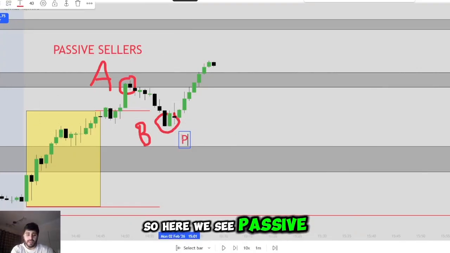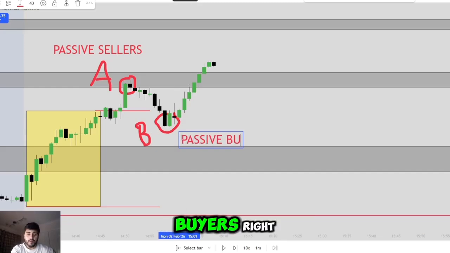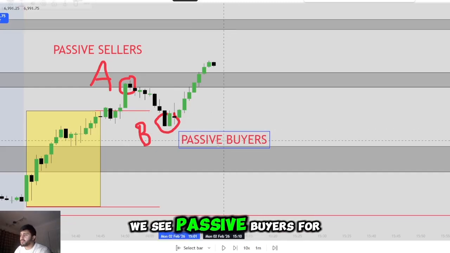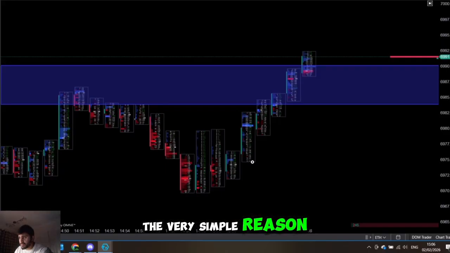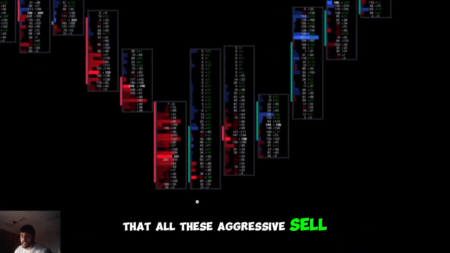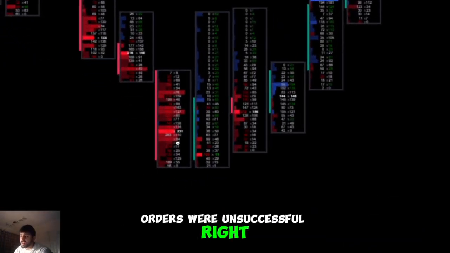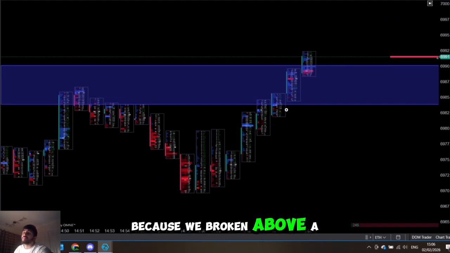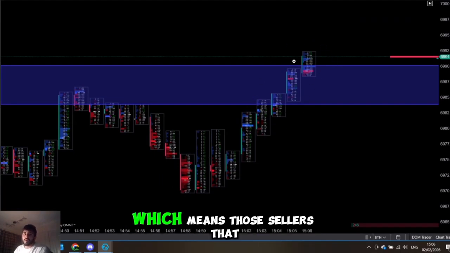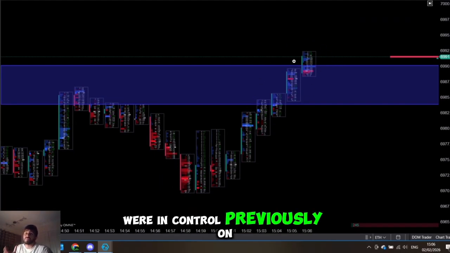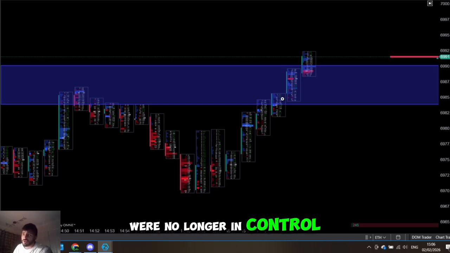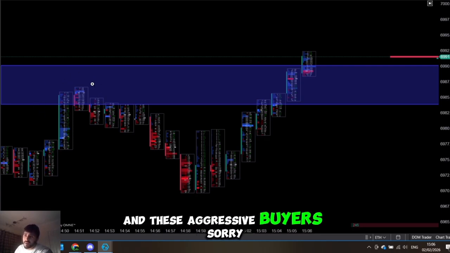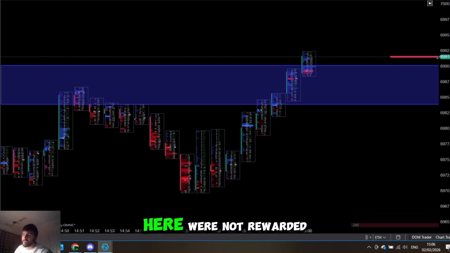So here we see passive buyers, for the very simple reason that all these aggressive sell orders were unsuccessful. Why? Because we've broken above a previous supply, which means those sellers that were in control previously on Friday were no longer in control. But when we break above a key level, we know that buyers are really in control, and these aggressive buyers, these passive sellers sitting over here, were not rewarded.